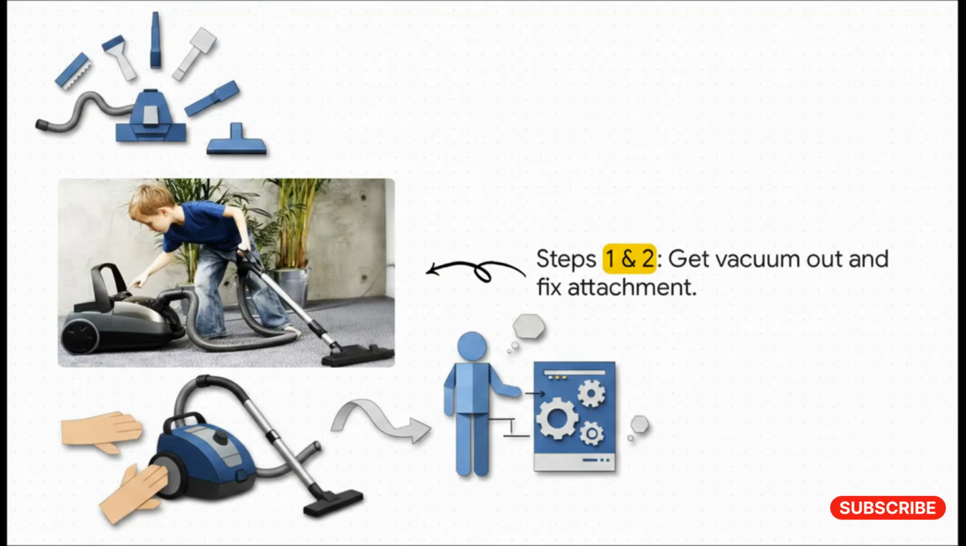Let's start detailing those textual HTA steps. Step 1 is get the vacuum cleaner out. Step 2 is fix the appropriate attachment. We are breaking down the initiation phase right here. Notice how real humans, sometimes very young, enthusiastic ones, perform these physical actions. That means the interface between the human and the machine is a vital part of the analysis.